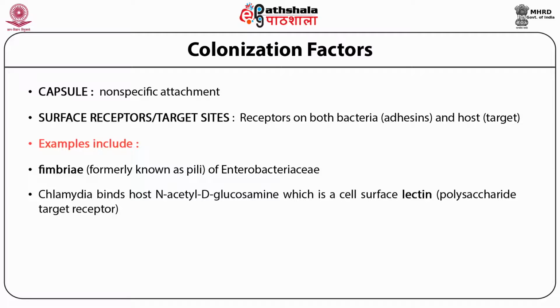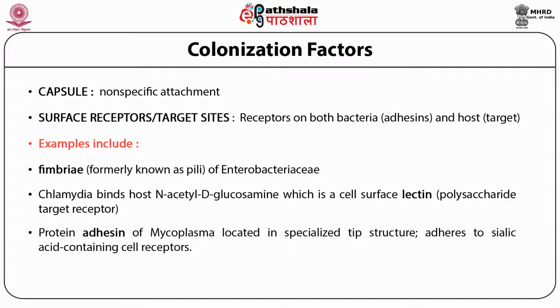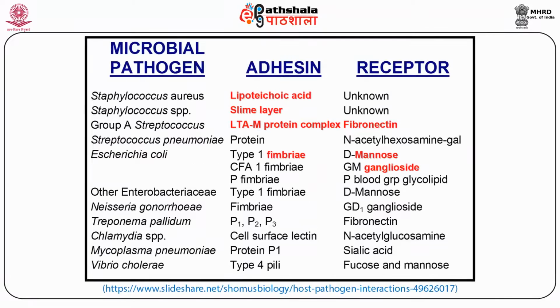Chlamydia binds with the host cells via N-acetyl-D-glucosamine, which is a cell surface lectin. Protein adhesin of Mycoplasma is located in a specialized tip structure, and hemagglutinin neuraminidase is present in the influenza virus. So these ligands bind specifically with the host cells via a specific receptor. It indicates specific adhesion and receptor.